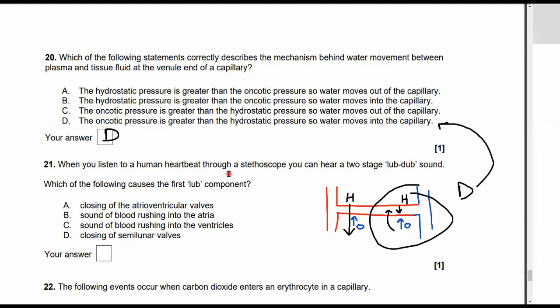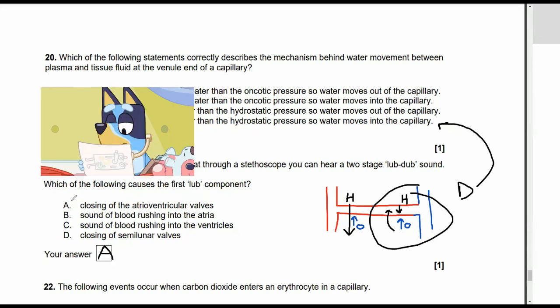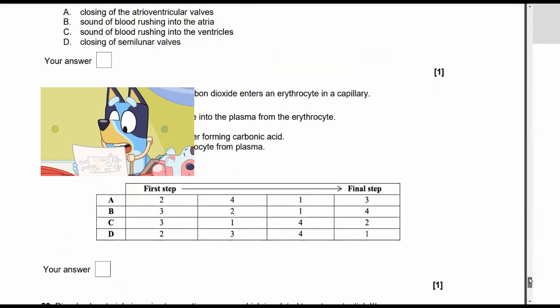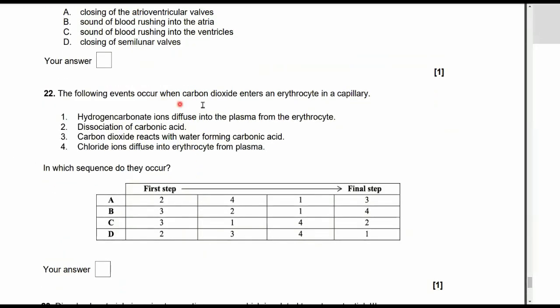Let's look at 21. When you listen to a human heartbeat through a stethoscope, you can hear a lub-dub sound. Which of the following causes the lub? We already covered this one. The lub is the sound of the AV valves closing, the atrioventricular valves.